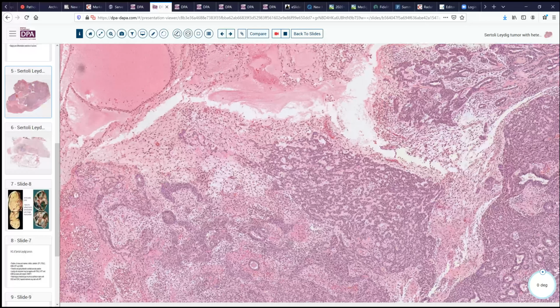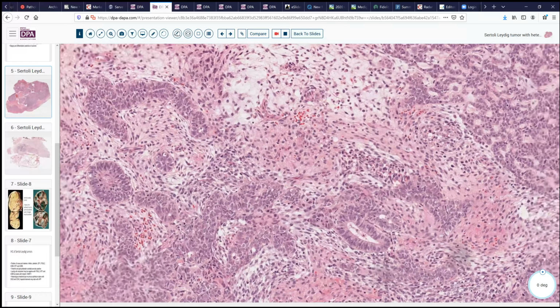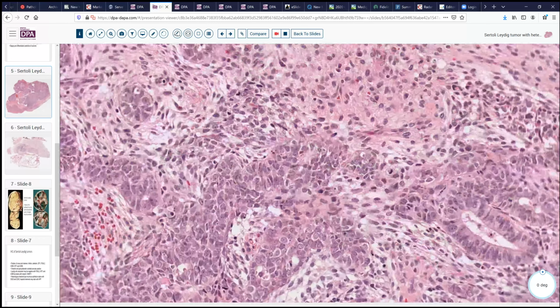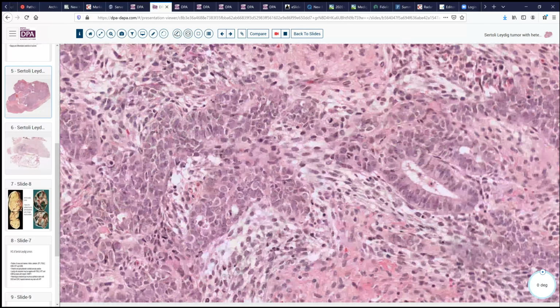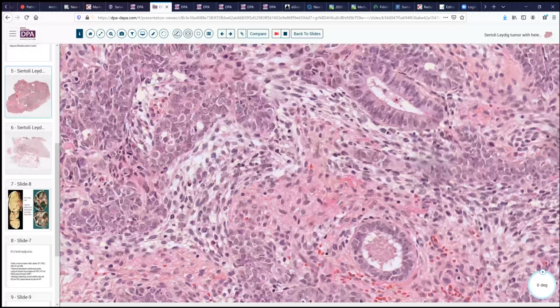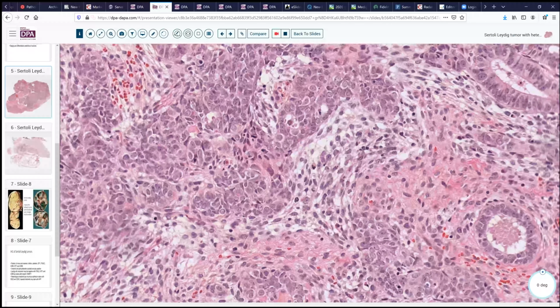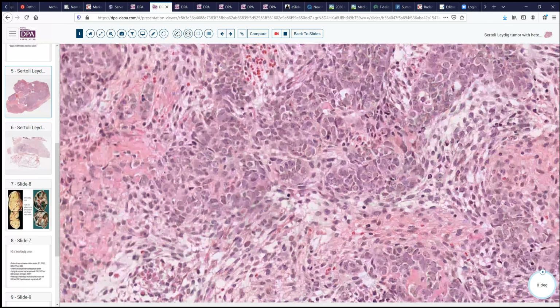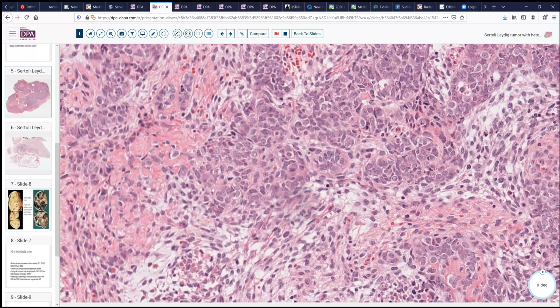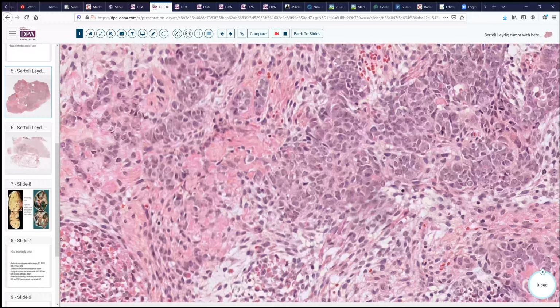Here's an area where we see this trabecular pattern, a little bit of a tubular pattern, and this intervening stromal pattern. And again, you can see the atypia. You can begin to see some of these cells that look a little bit more like Leydig cells. But again, not well differentiated. And so these are the difficult cases when they're not well differentiated Leydig or Sertoli cells. That makes the diagnosis all that more difficult.